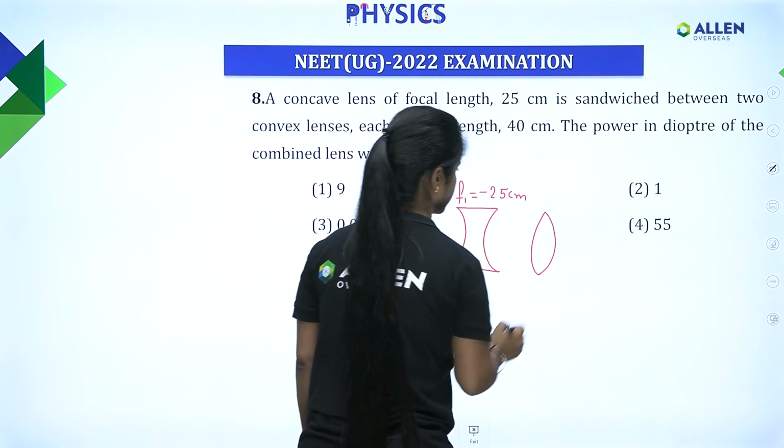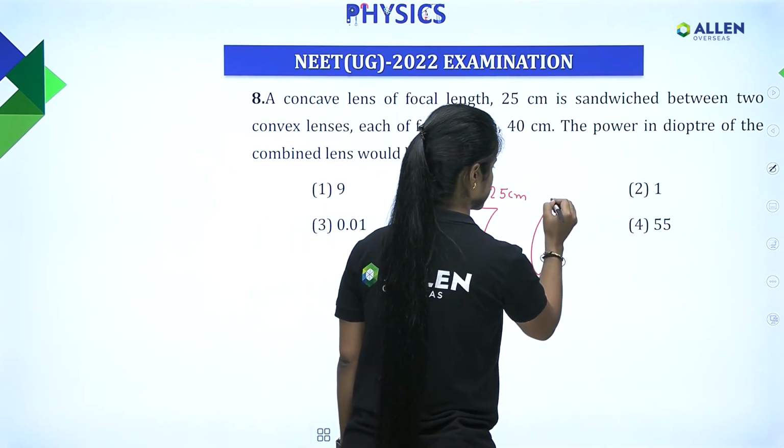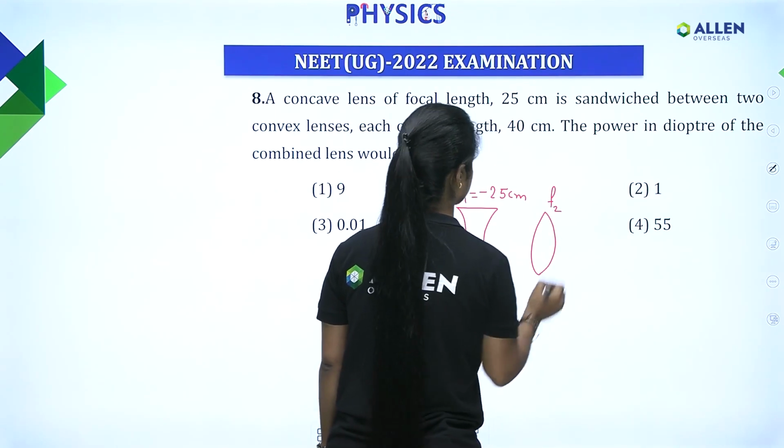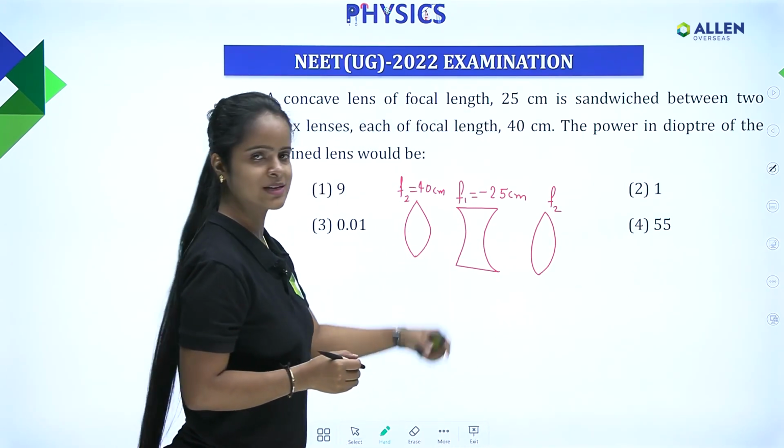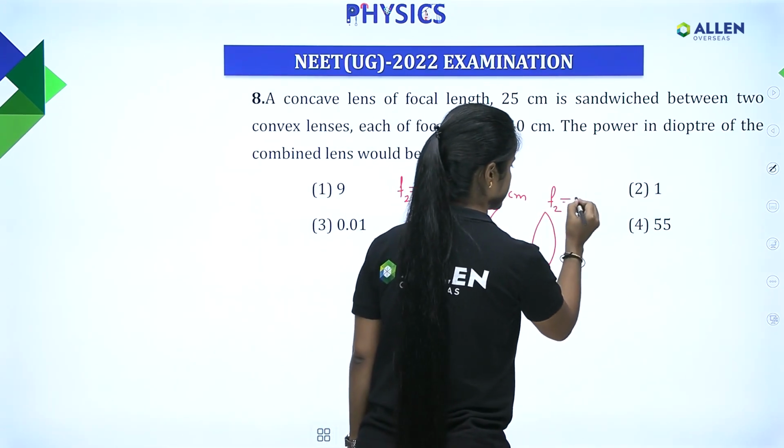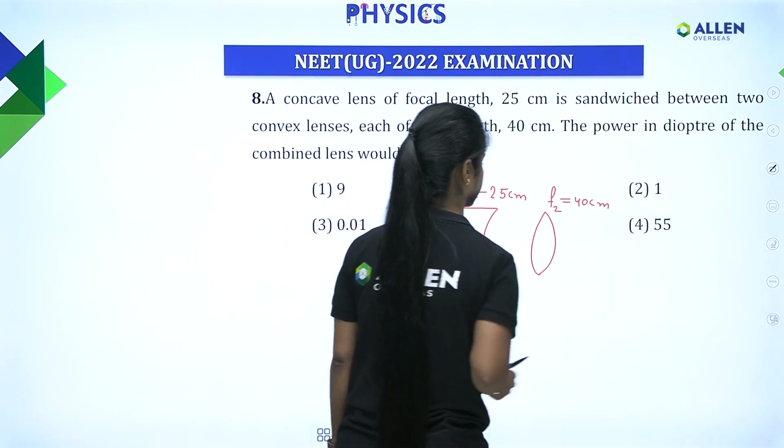And this is the third lens here. And this value is also F2, because the focal length of the two convex lenses are the same. So, here it will be 40 centimeter, right?